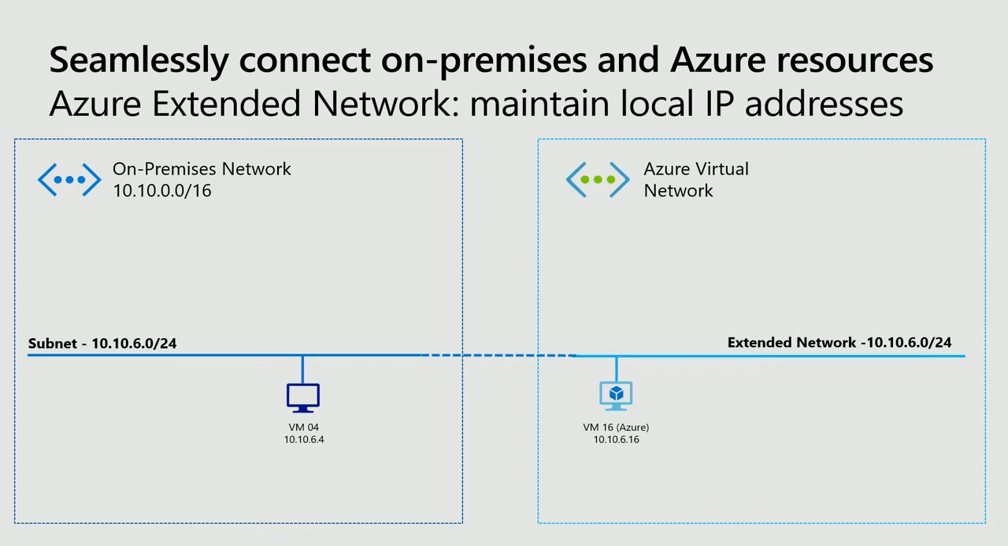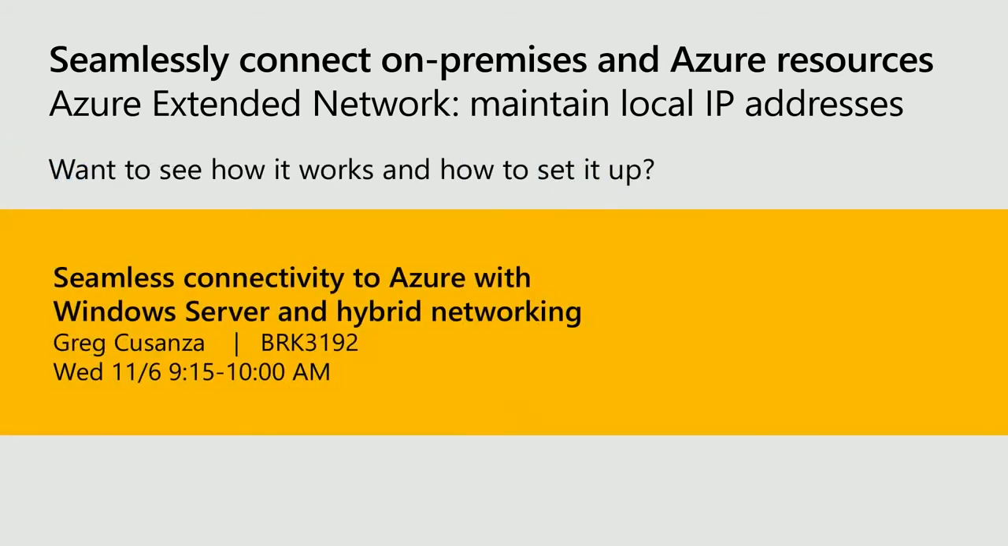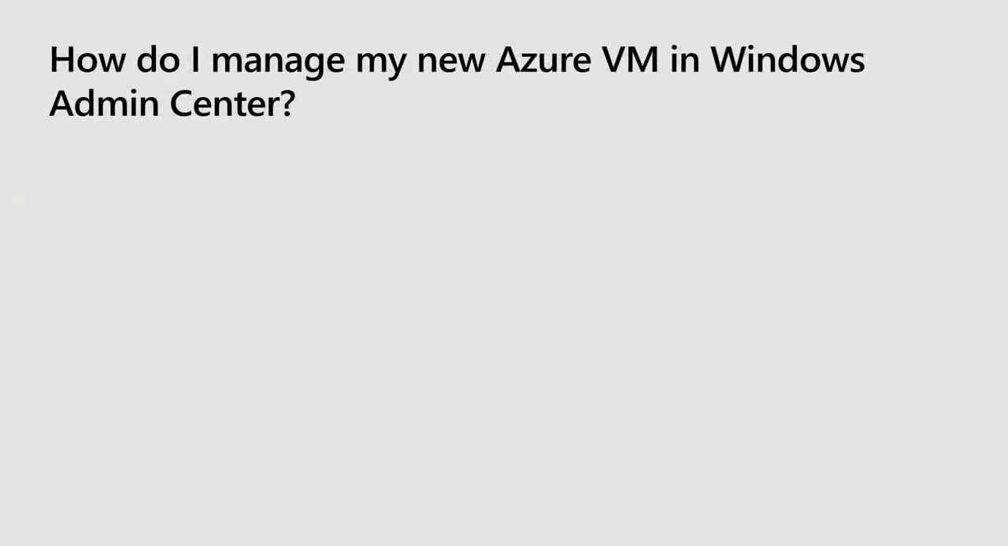And this is literally a session in and of itself. So if you want to know more about this cool new Azure Extended Network, please head on over to Greg Kusanza's session, Seamlessly connecting on-premises to Azure with Windows Server and hybrid networking. That was actually earlier this morning, so you can stream it and watch it later. It's BRK3165. But again, it's a full session on its own. It's really, really awesome.